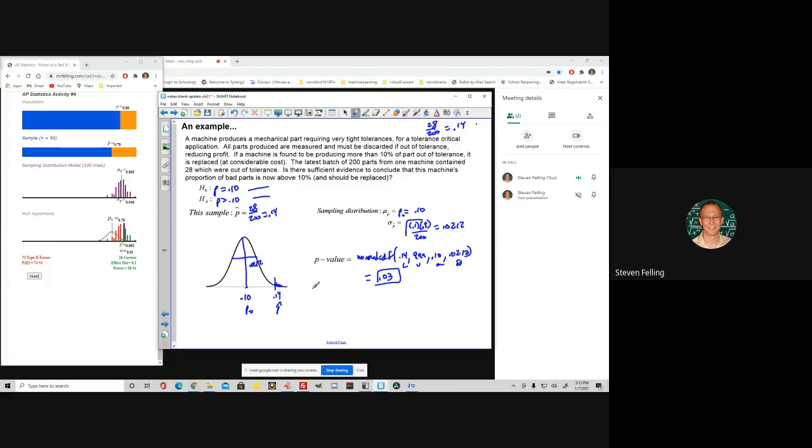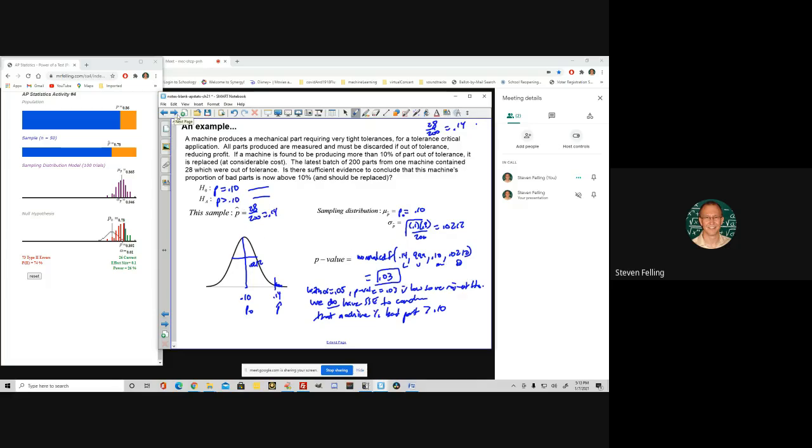Right. So then we would write our analysis. We would say with alpha of 0.05, if I do my traditional, then the p-value of 0.03 is low. So we reject the null hypothesis, right? And then we would say we do have sufficient statistical evidence to conclude the alternate hypothesis that the machine's percentage of bad parts is now over 10%, right? And we should replace the machine. Okay, so that's the kind of standard analysis there. Okay, nothing new so far.